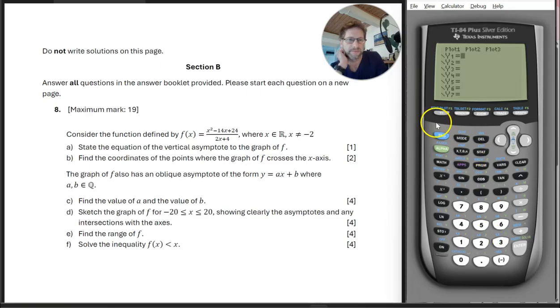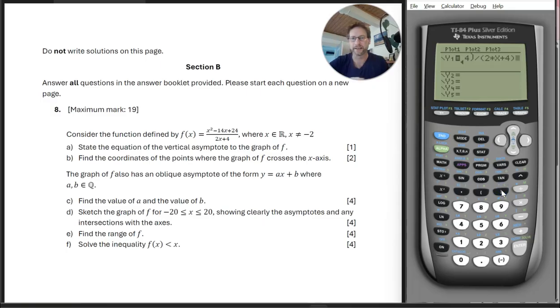So we are going to press this y equals button and define the function. So that is x squared minus 14 times x plus 24, and divided with 2 times the x plus the 4.